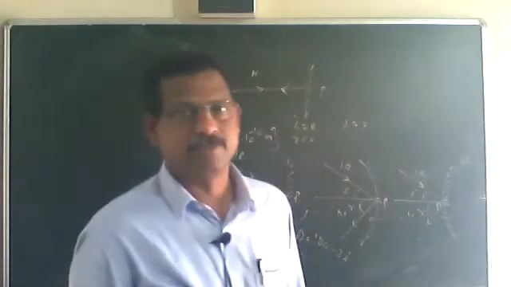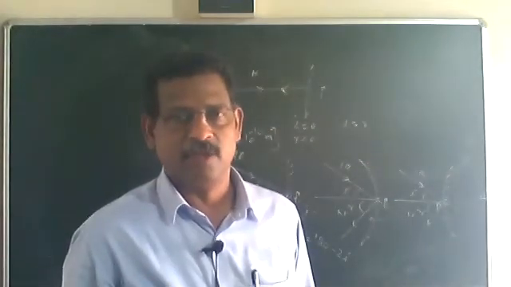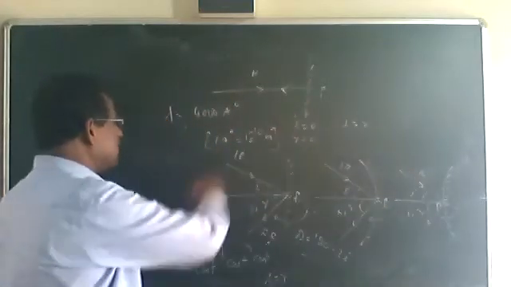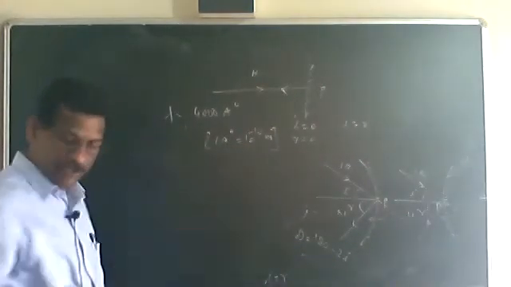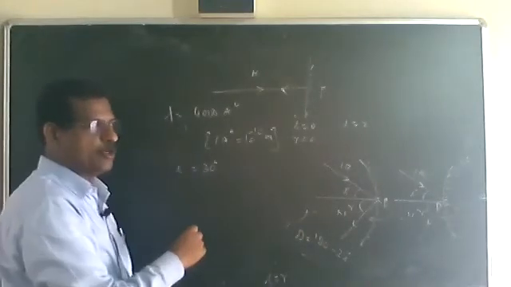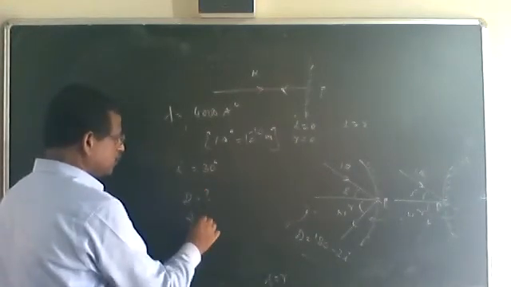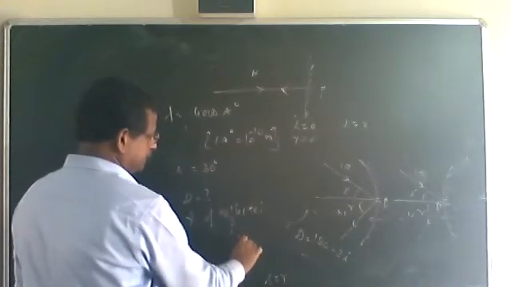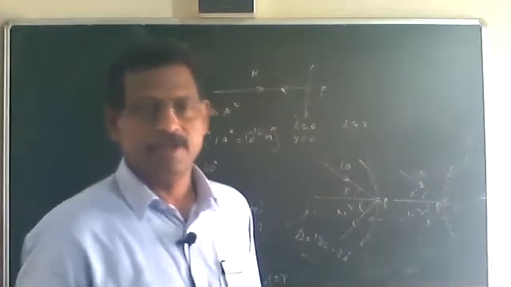Light traveling in air strikes a mirror surface, with the wavelength given as 4000 angstrom, and the angle of incidence is given to you as 30 degree. You have to find out what is the deviation, and what is the frequency of reflected light. So what is the deviation produced?